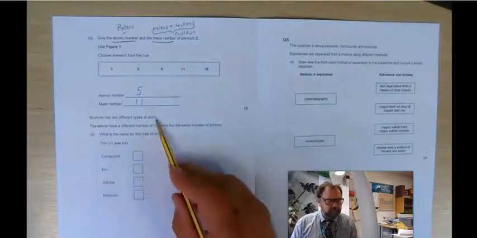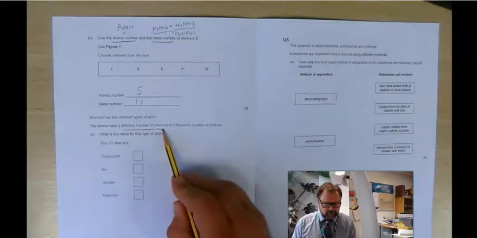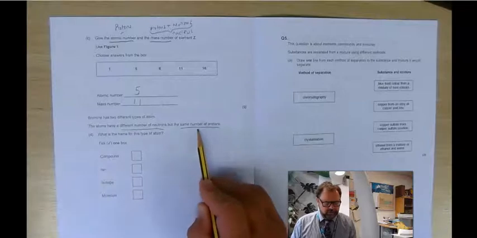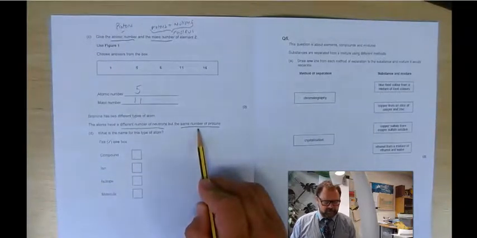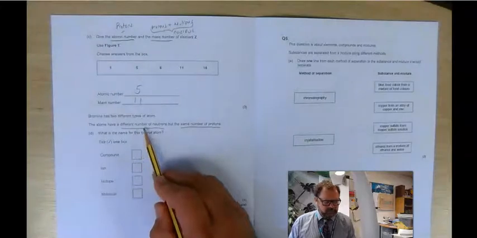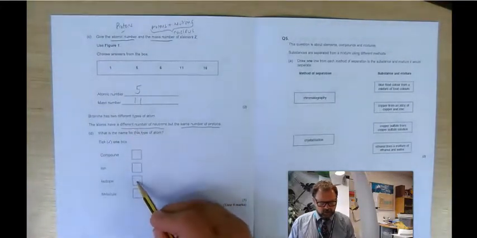Bromine has 2 different types of atom. The atoms have a different number of neutrons, but the same number of protons. So this fact, the same number of protons, tells me they are the same element, and the different number of neutrons tell me that they will have a different mass. Atoms of the same element with a different mass are called isotopes.